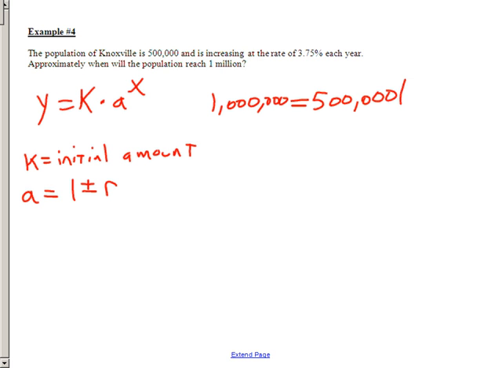A here is going to be 1.0375 raised to the x. And the reason for that is it's a growth problem. So we have to add in the initial 1 as well. The rate here is 3.75%, which is the same thing as 0.0375 when you get rid of the percent. In order to solve this exponential growth problem, you can use your calculator. That's kind of how they expect you to do it now, but I think you should be able to do it without. Divide both sides by 500,000 and you get 2.